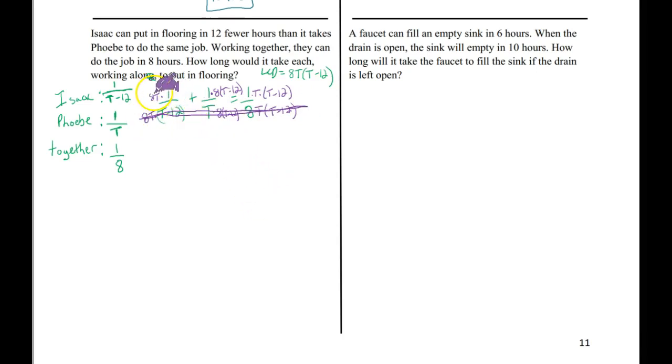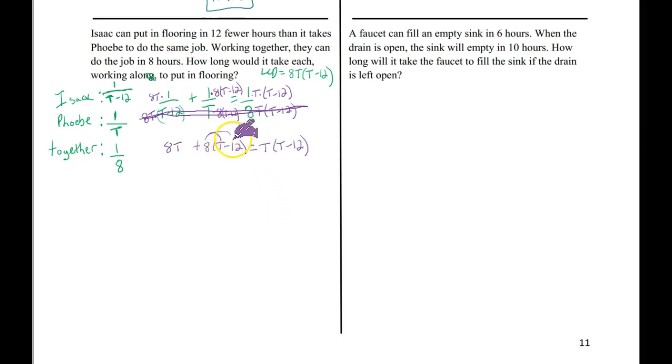What is left is 8t times 1. So 8t. 8 times 1 is 8 times that 8t minus 12. So I'm going to go ahead and just bring it down. I'll distribute in a moment. And then 1 times t is just t times t minus 12. Now I've got an equation that I can solve.